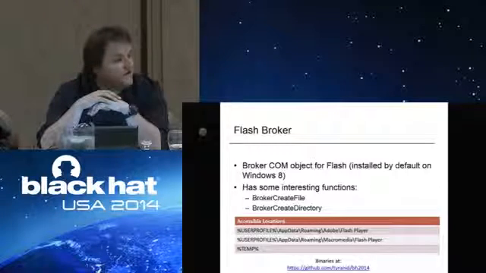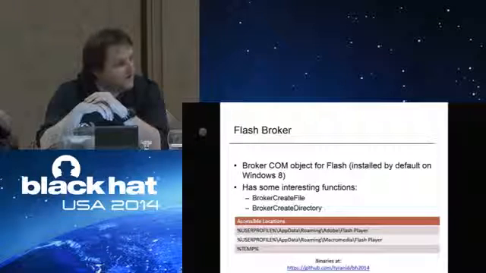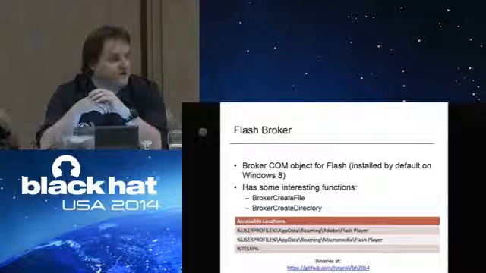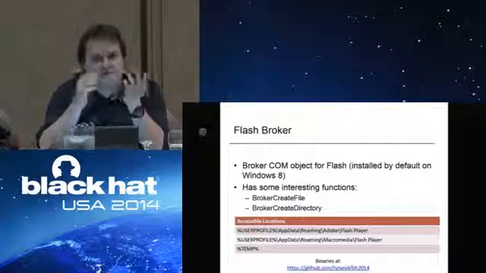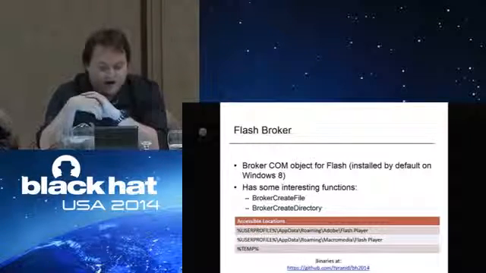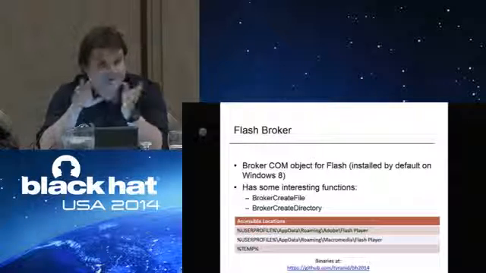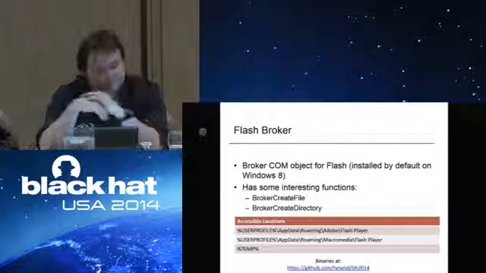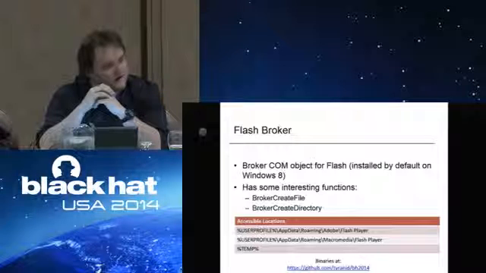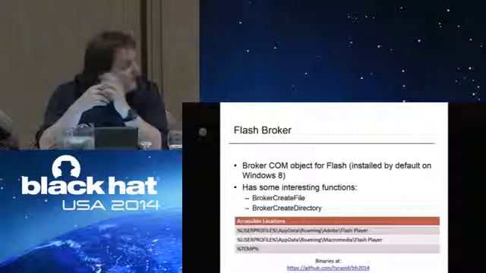So this is where one of my Flash Broker bugs came in. Flash Broker actually implements a file API because it wants to write things like your shared objects files into the protected parts of the file system. So it has functions like broker create file and broker create directory. But obviously, if it just wrote to anywhere, there's a clear security issue there. So it has to do something different. And what it does is it limits the locations you can write to specific areas of the file system. So I've shown them in the little table below.